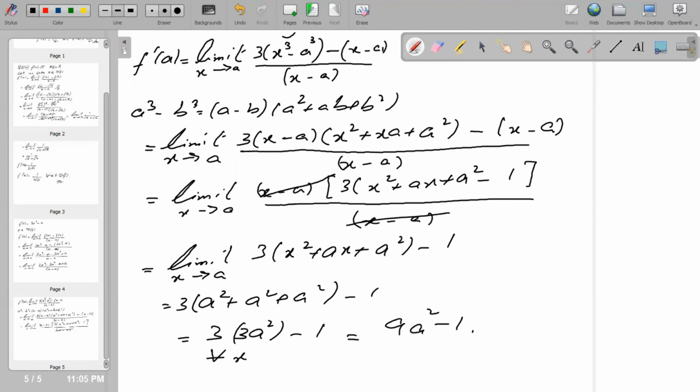So for all x, we have f prime of x is equal to 9x square minus 1. So this is the derivative of 3x cube minus x.